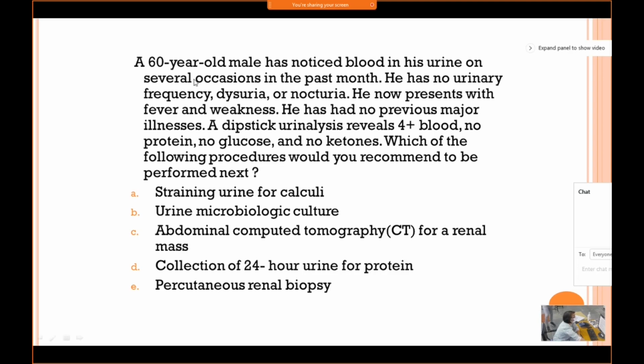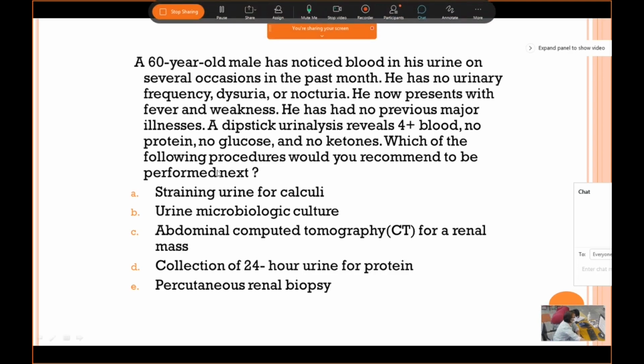And the diagnosis here is obviously renal cell carcinoma. Okay, so what you have to see, what are the clues in this history is that it's an older gentleman and he's got fever and he's got 4+ blood in the urine, but there is no protein, no glucose, no ketones. And another thing is the main complaint here is that he's got hematuria. So an older gentleman with hematuria, you definitely should think of a renal cell carcinoma.